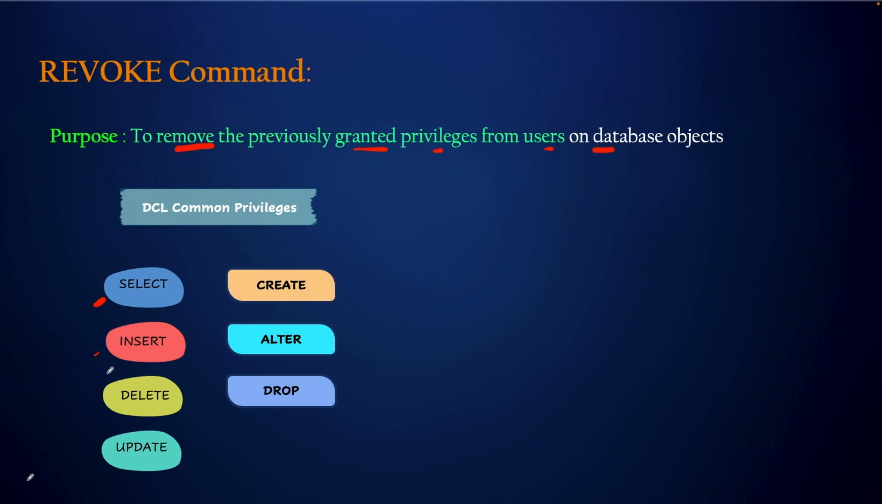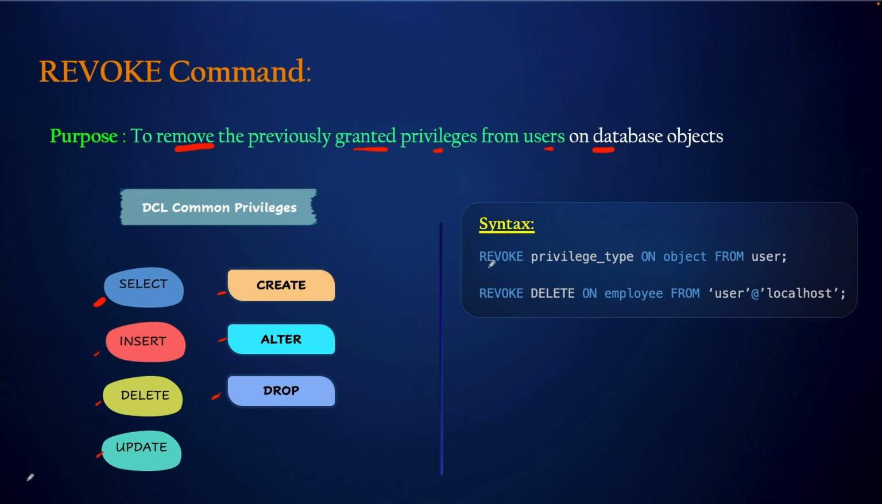Already we have seen the basic privileges, and now we can see the syntax. Here you just write the revoke keyword. After that you write your privilege type, which could be anything. Later you mention your object, which could be a database or table. And then you say from and your username.